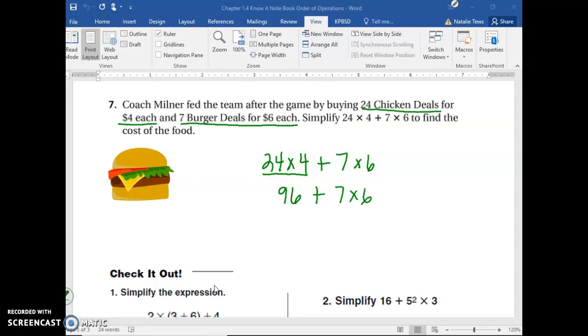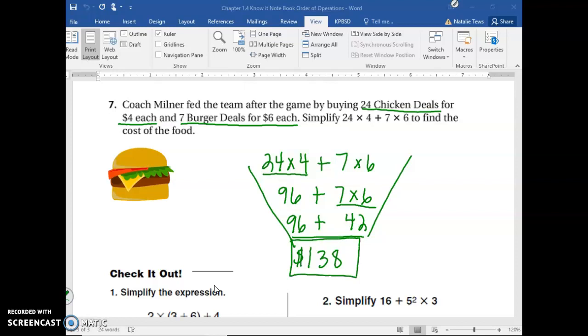Okay, next thing I'm going to underline? 7 times 6, which is? 42. And then drop everything else down. 138. Okay, and my final one? 138. Now do your funnel. And before we box our answer, this is a story problem, so what am I going to have to add? Dollars. So I can say dollars at the end, but what's more common is if I use a dollar sign. And I can box that as my final answer.